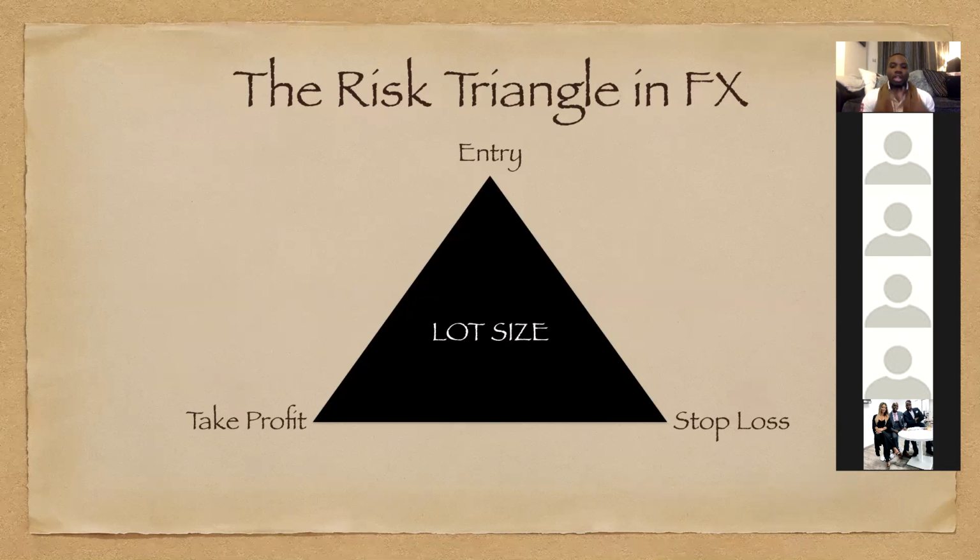Now, there's something called a risk management triangle. And these are 4 things you always need to take into account, no matter what. Number 1, you got to take into account your entry. Number 2, your take profit. Number 3, your stop loss. And you also got to take into account your lot size as well. These things are very, very important. You always got to take every single one of these things into account when you're trading.